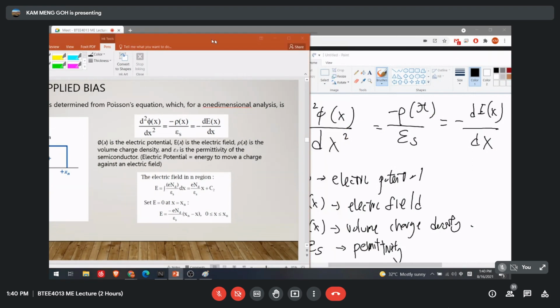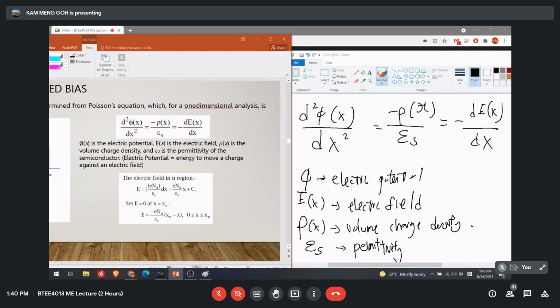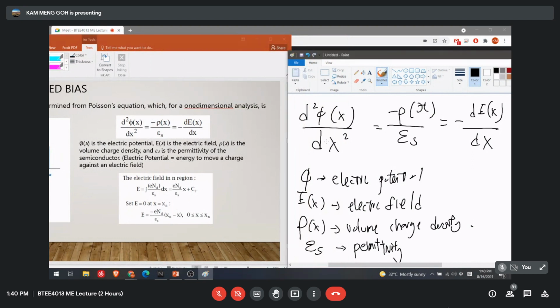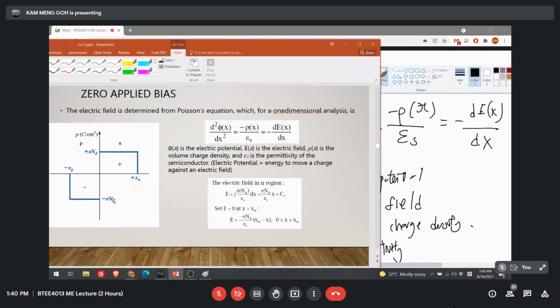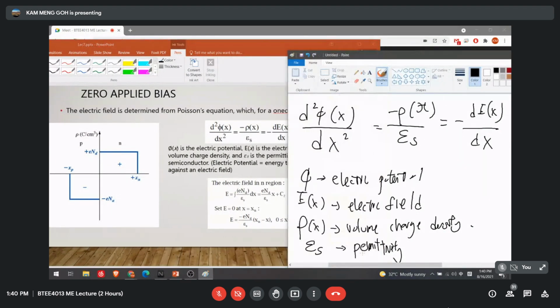But what is the electric potential? The electric potential actually is the energy to move a charge against the electric field. We call it the electric potential. Electric field, you know. Volume charge density, what is that? It means that volume charge density is your NA or ND. Then permittivity is a constant.